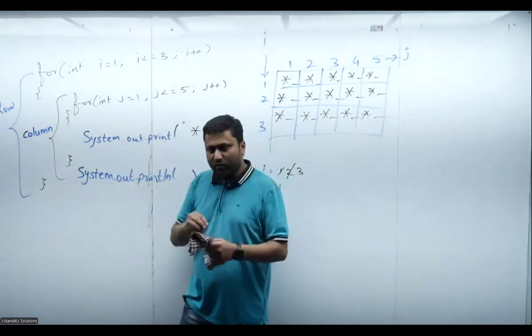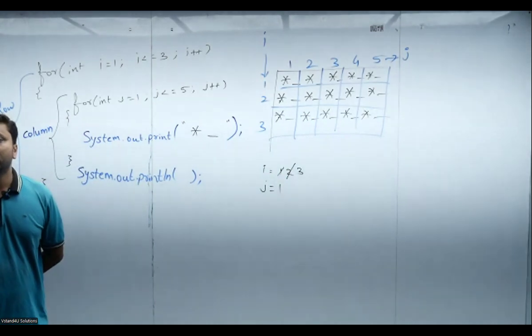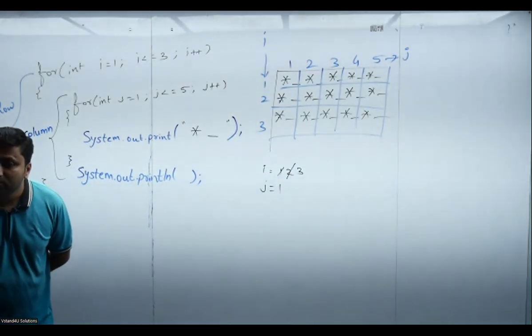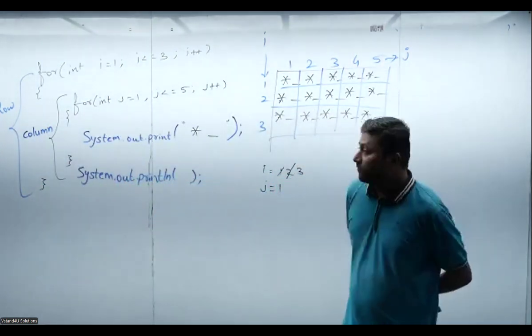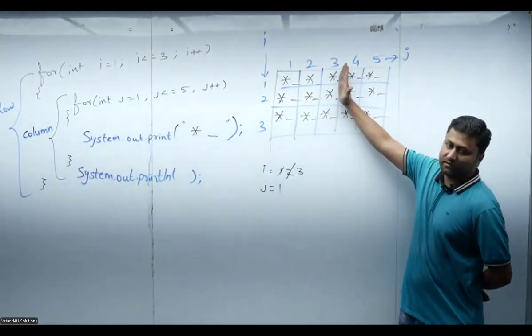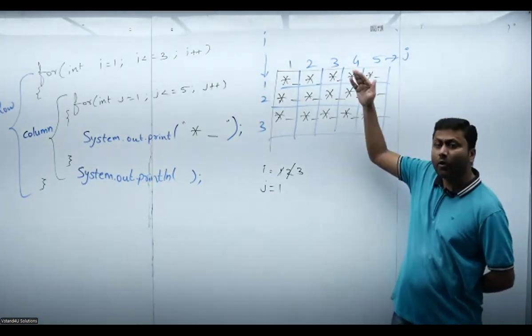Agree? Within one row, I want only 3. i or j? Within one row, I want only 3. Are you getting my point? Total how many rows do I want? 5.